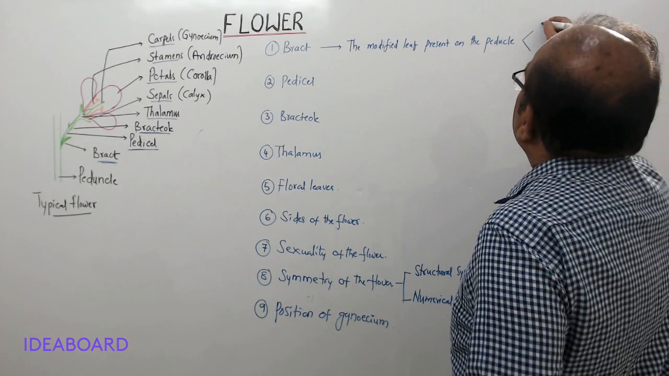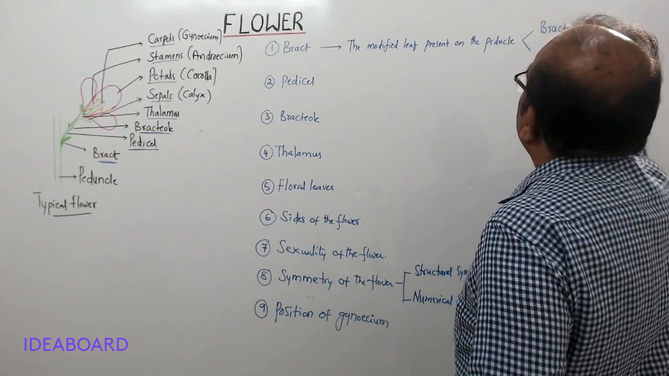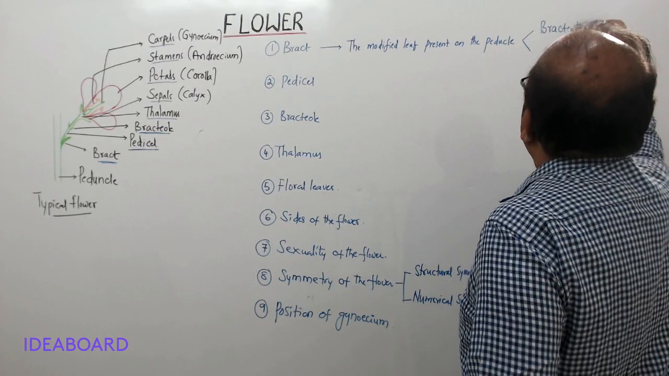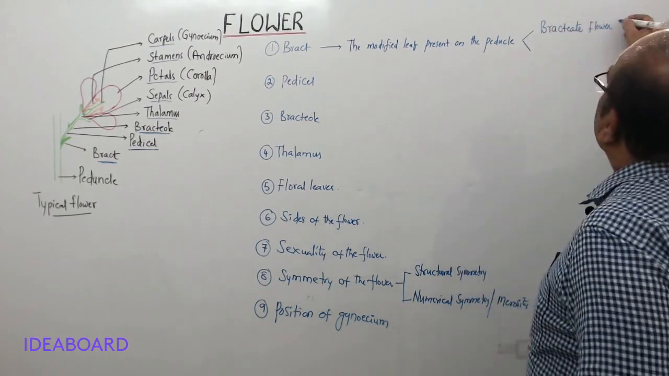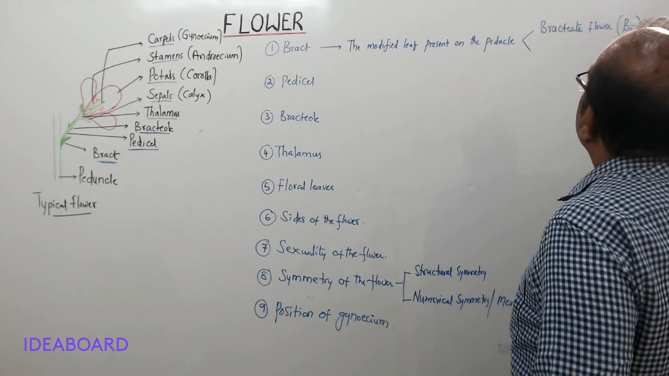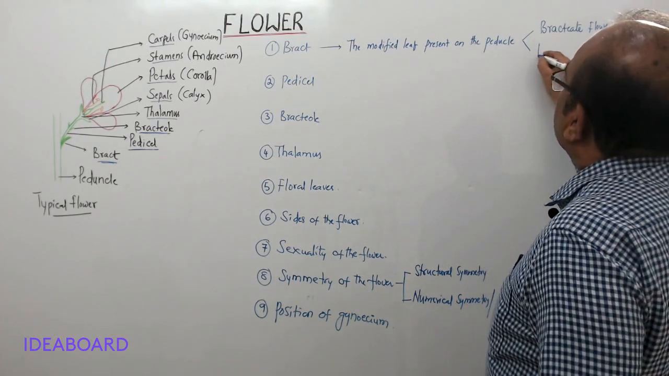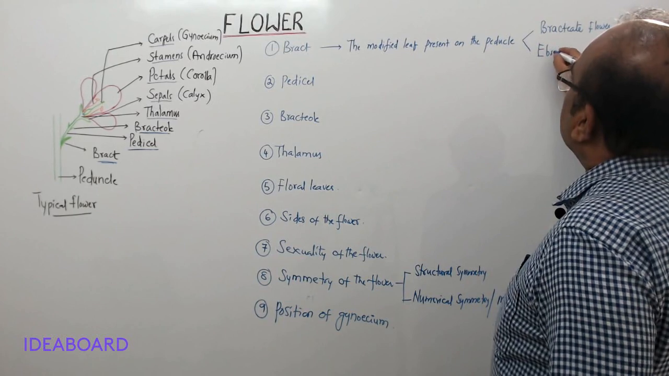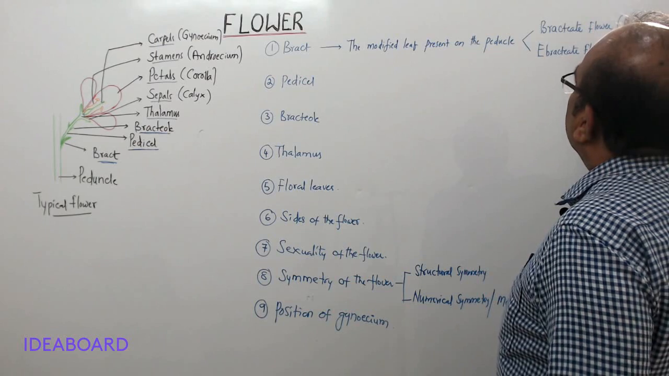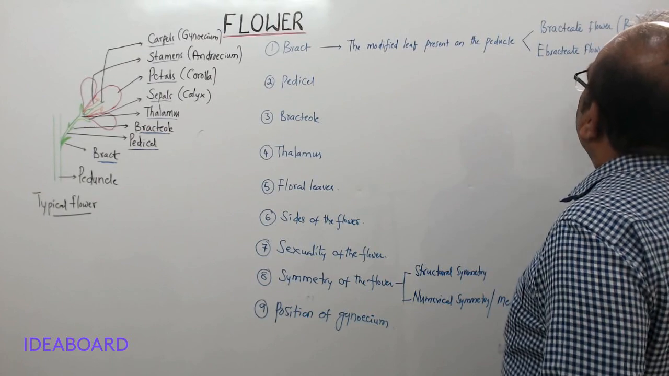The flower with bract is described as bracteate flower, and generally in the floral formula we use this. It is denoted as BR, that is bracteate. And suppose if bract is absent, it is described as ebracteate flower. And the symbol is EBR.